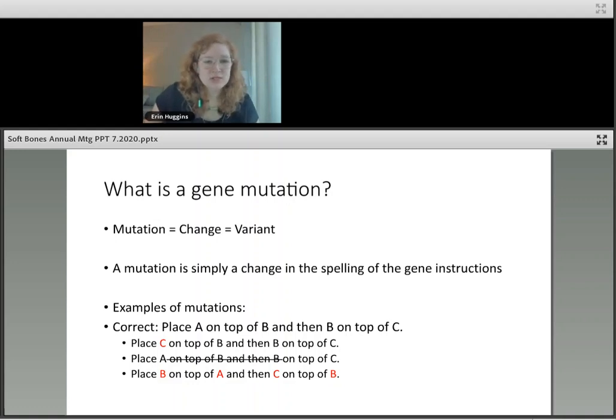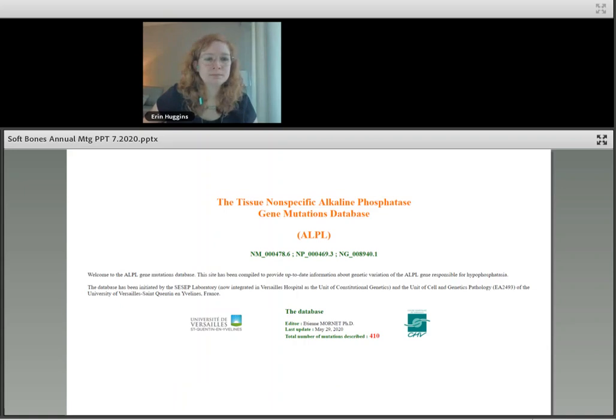And then the last one is multiple spelling changes, or if you change one letter, it can lead to changing the rest of them as well. This would be a backwards version of the instruction that we've got. So place B on top of A, and then C on top of B. It's flipping the instructions around, and you end up with a totally incorrect product than what you were going to start with. So those are just some simple examples of how to think about a gene mutation.